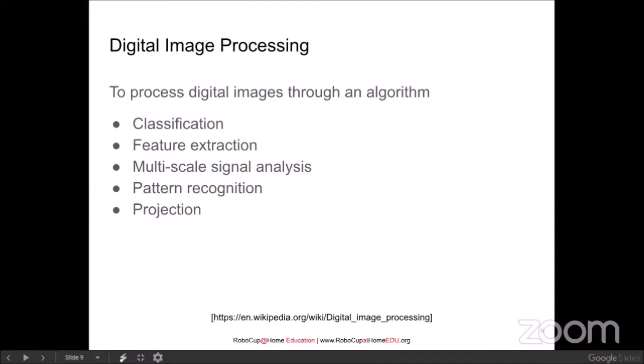Then multi-scale signal processing. Signal processing is one of the very important subjects that support image processing, because eventually you can convert the image into a signal, right? Pattern recognition is one of the very fundamental parts of image processing. For example, you can use pattern recognition for handwriting recognition, number plate recognition, word recognition, and many more. Pattern recognition itself is a very big research domain. Then projections and so on.